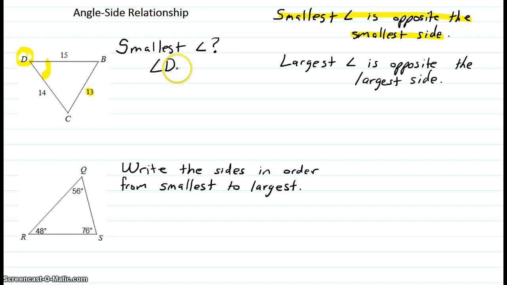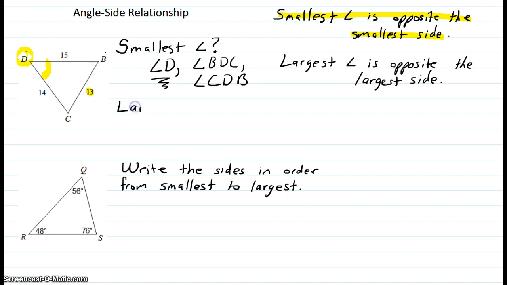Now you could name angle D. You could also name it BDC, or you could also name it angle CDB. All three of these mean this angle right here. We'll typically just use this one because it's the shortest one to write.